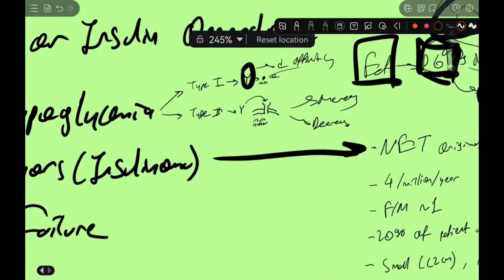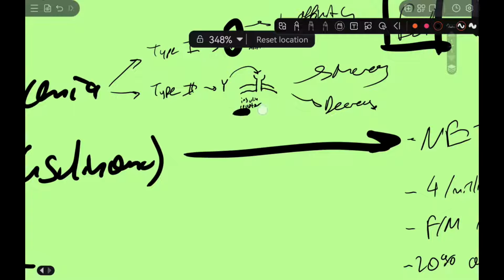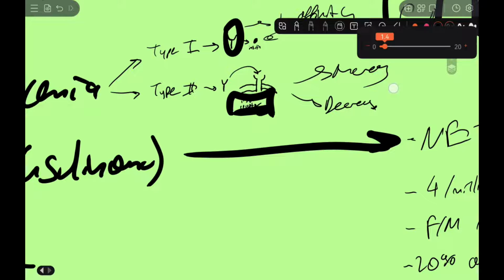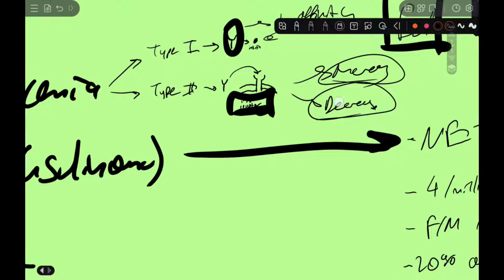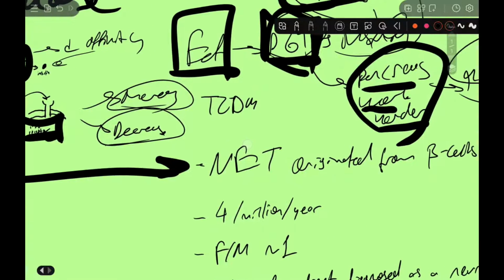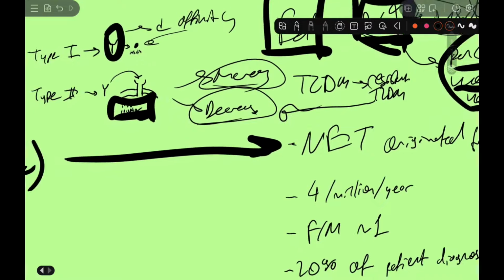In type 2, you will have an autoantibody against the insulin receptor, and it might act like insulin, or it might just block insulin's action. The mechanism is not well understood, but for example, if you have a resistant type 2 diabetic patient that you cannot treat, you need to first check for this one: type 2 autoimmune hypoglycemia with decreased insulin action.